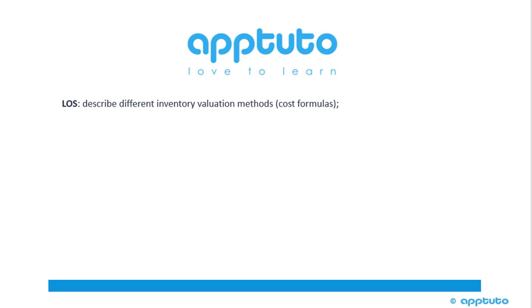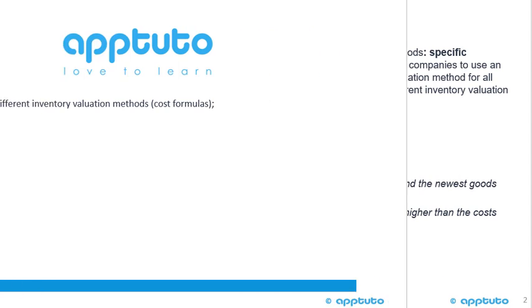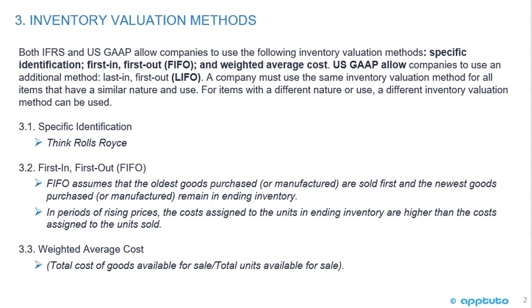This LOS is to describe different inventory valuation methods and cost formulas. Both IFRS and US GAAP allow companies to use the following inventory valuation methods: specific identification, first in, first out (FIFO), and weighted average cost. US GAAP allows companies to use an additional method, last in, first out (LIFO).